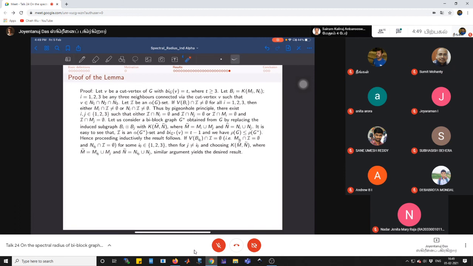So in this way, we can reduce to 2. We can start with any block index of V as P, which is greater than or equal to 3, and then reduce all the block indexes to 2.